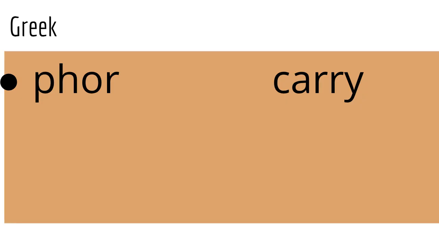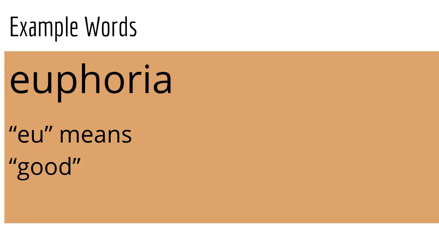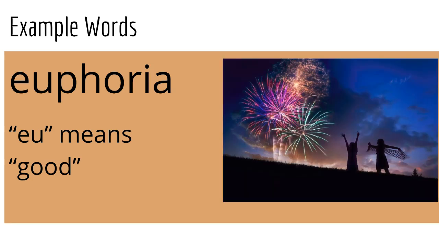The next one is phor. P-H-O-R means carry. This is in words like euphoria, metaphor, and anaphora. Let's talk about the word euphoria. E-U means good. So someone who's experiencing euphoria is carrying good with them. That means they've got a great attitude, a terrific feeling going on inside them, and they're carrying it with them everywhere they go. You can see how happy these people are watching the fireworks.